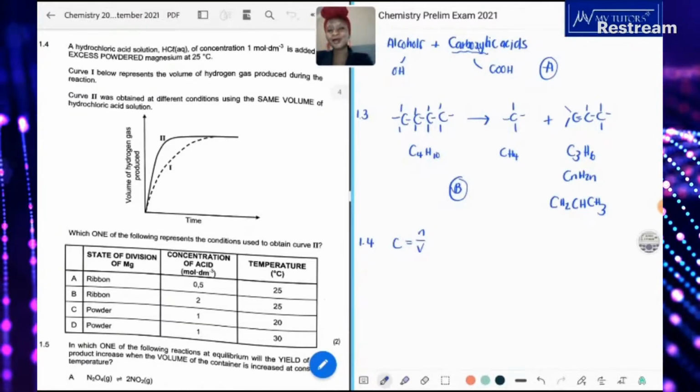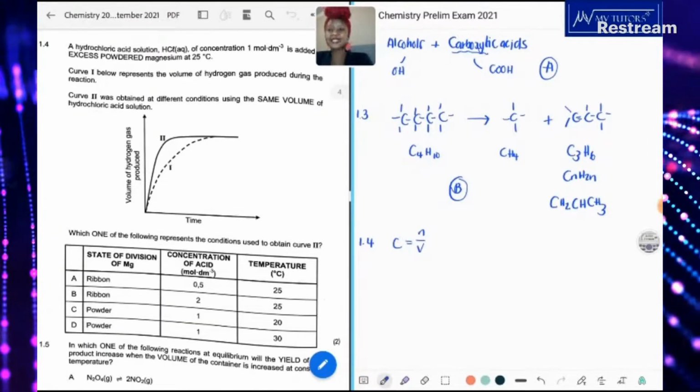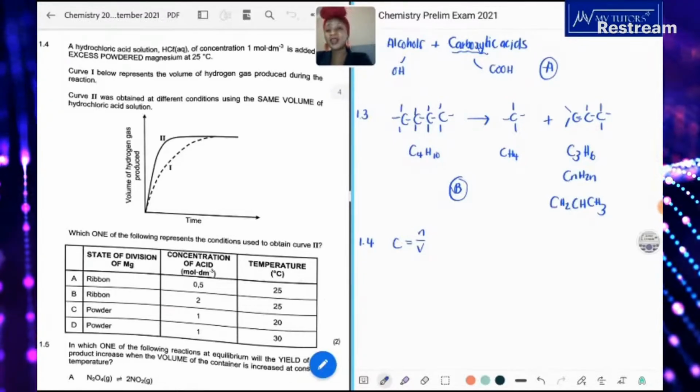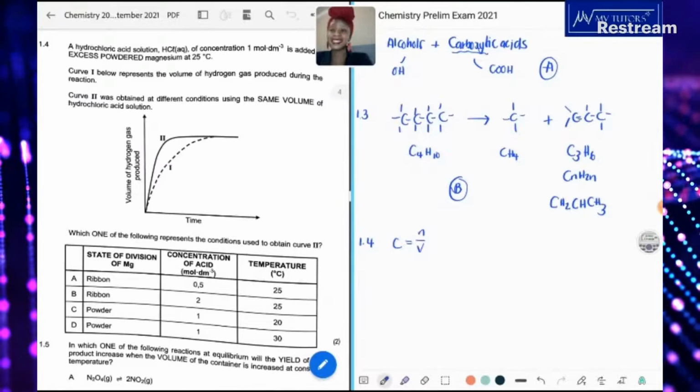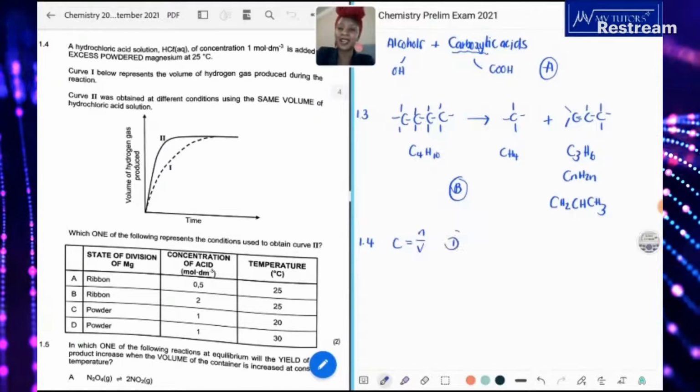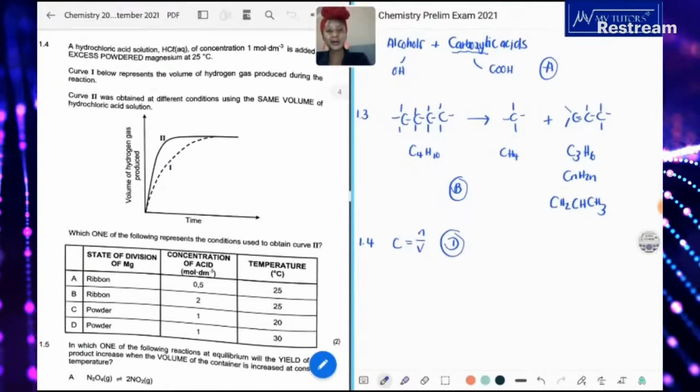But what would make curve 2 steeper? Temperature has increased. Okay, so you started off at 25 and now you're at 30, and that is why it is steeper. So I would go for option D. Okay, I believe that is where your rates of reaction will come in.